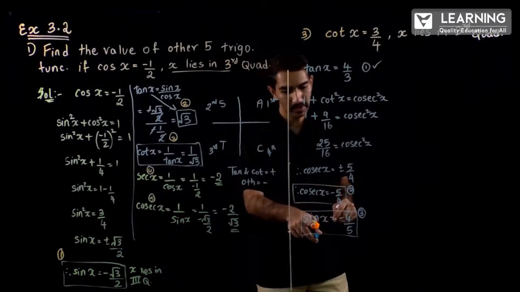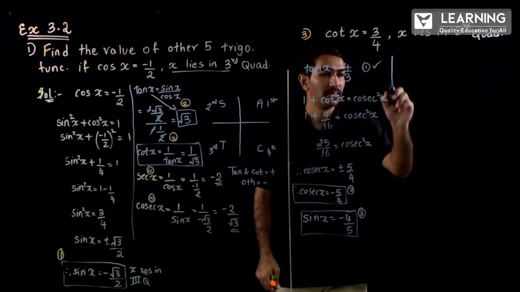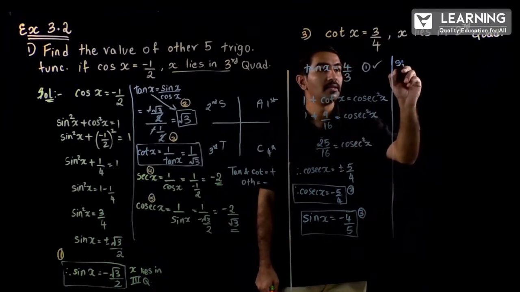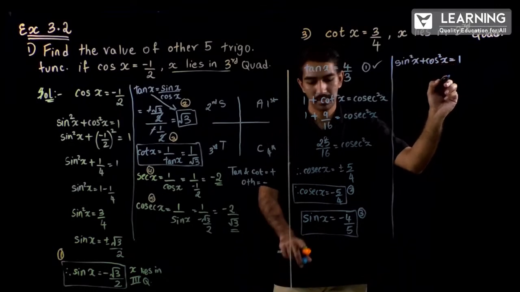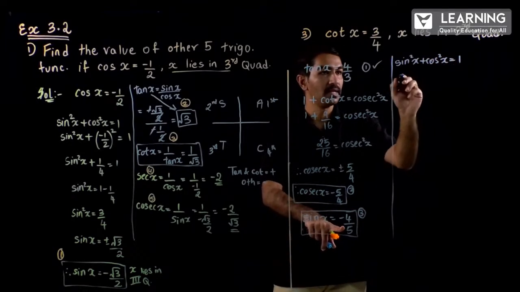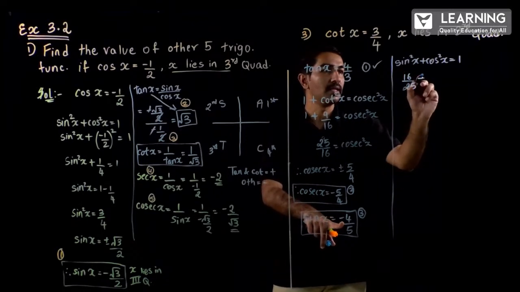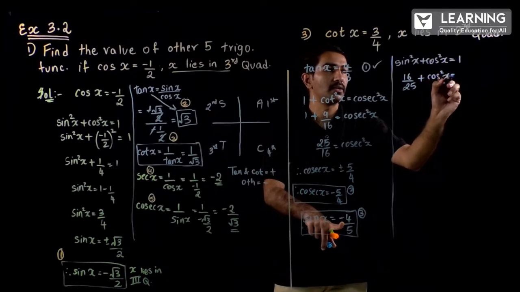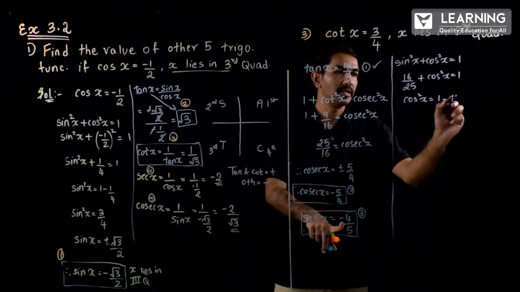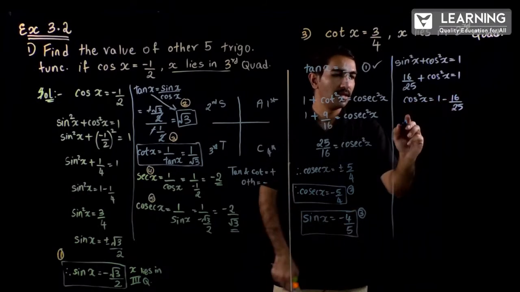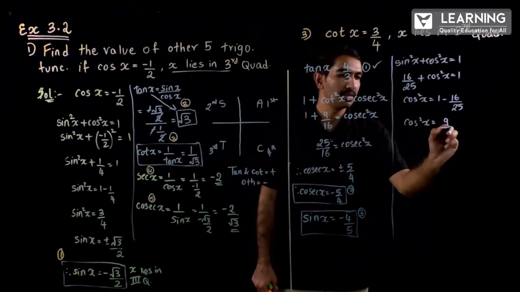How do we find out cos x now? Use this formula again. This identity sin square x plus cos square x is equal to 1. We'll do it on this side. Okay. So sin square x plus cos square x equals 1. What is sin x? Minus 4 by 5. So that will be 16 by 25 if you square, and the minus sign will go away because you are squaring it. Plus cos square x is equal to 1. Take this on that side. Cos square x will be equal to 1 minus 16 by 25. So cos square x will be equal to, take LCM, students, 25 minus 16 is 9 by 25.